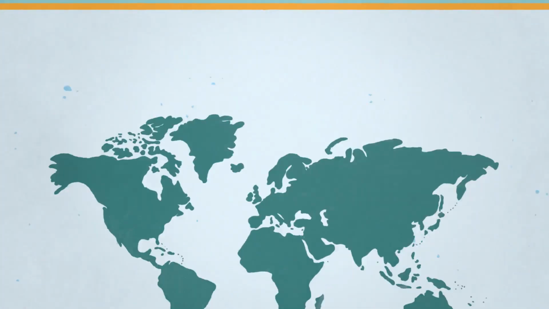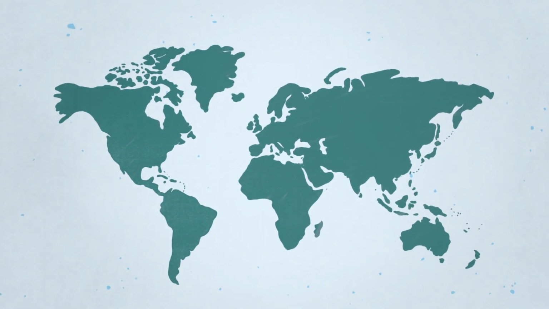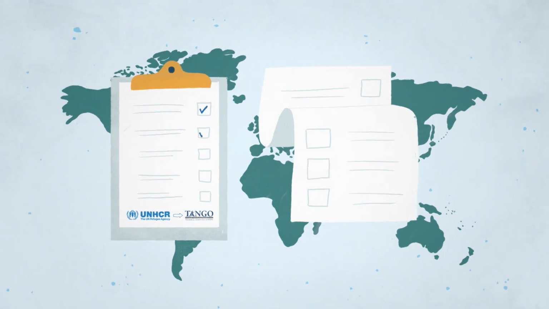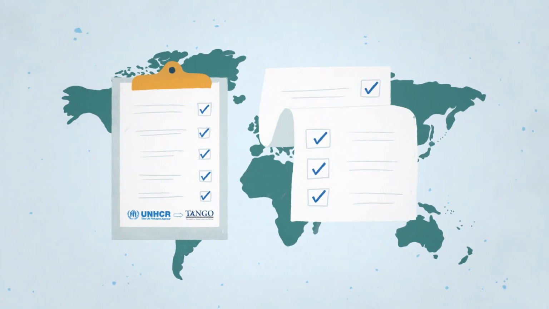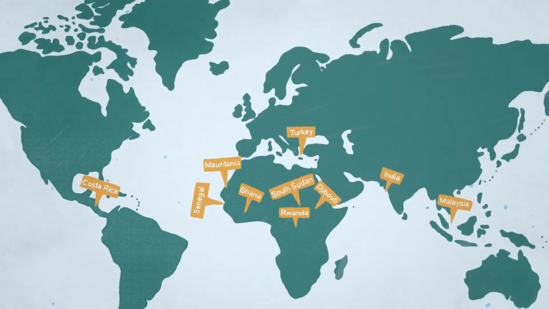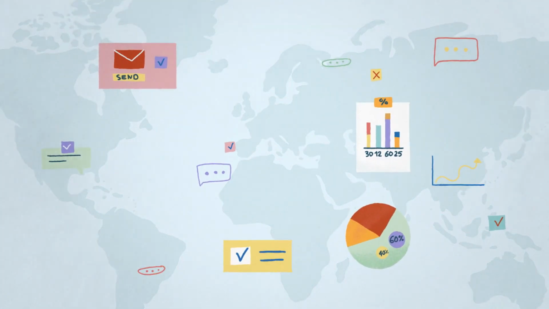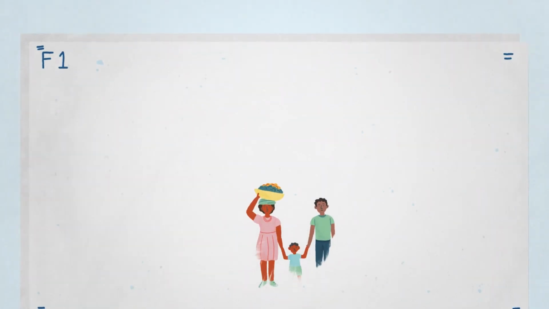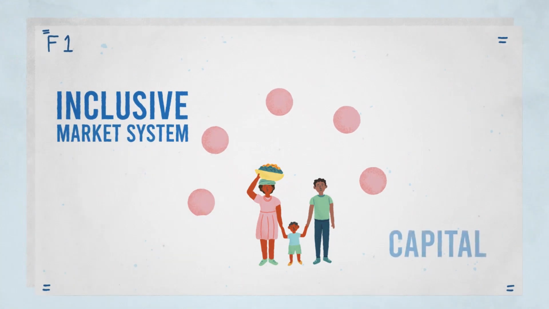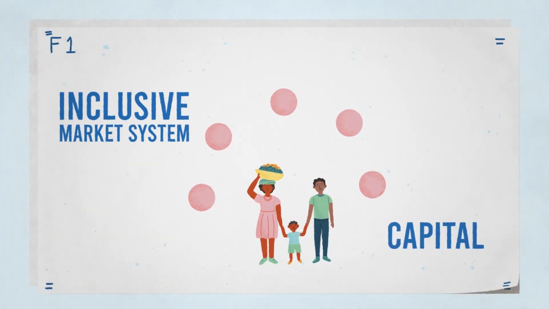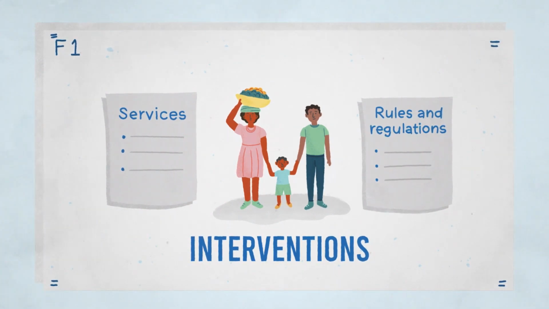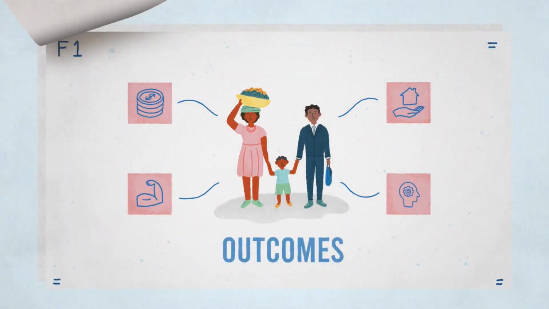To learn from the Strategy on Livelihoods and Economic Inclusion, UNHCR gathered input through a global survey and commissioned Tango International to undertake numerous evaluations. The findings show that improving refugee self-reliance depends on creating an enabling environment by applying a market systems approach where interventions are tailored to socio-economic and political contexts, building on refugees' skills and capacities.